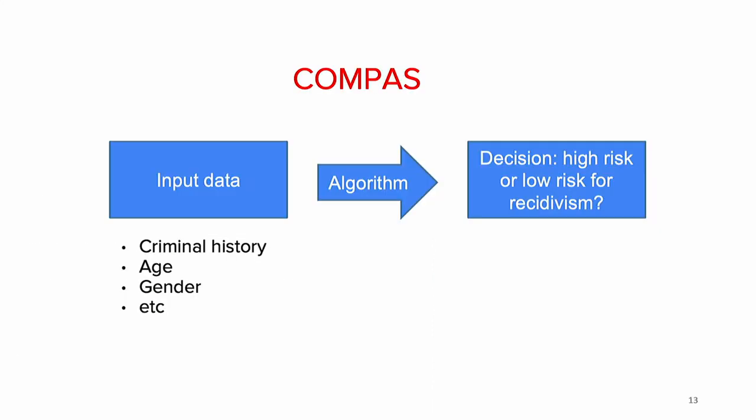And so what Compass does, thinking about it as a classification algorithm, which is exactly what it is, is take a bunch of input data about someone who has committed a criminal offense. You look first and foremost at their criminal history, the kinds of offenses and the number of offenses they've committed. But you'll take other things into account, like their age and gender. Then we train it on a bunch of predictions, and it spits out a decision of whether the person is high risk or low risk to commit another offense.